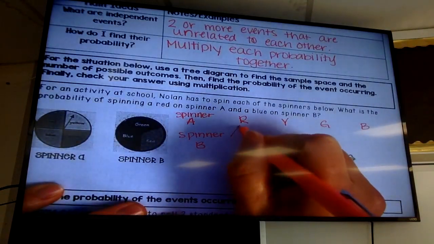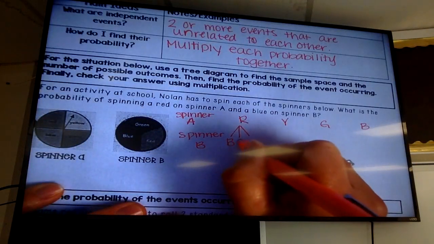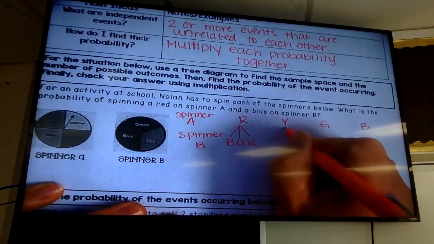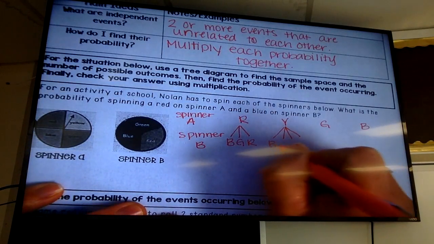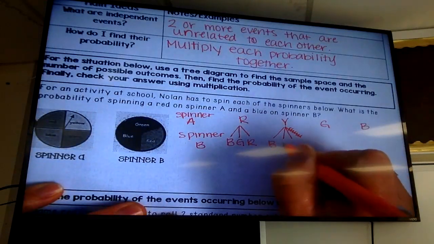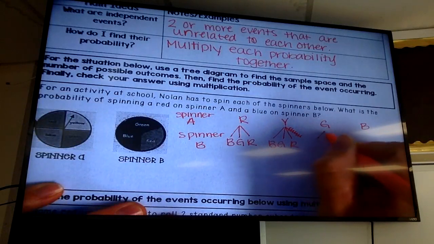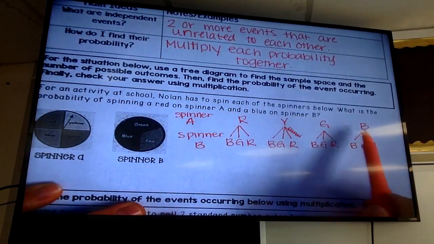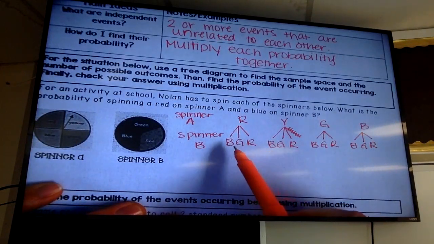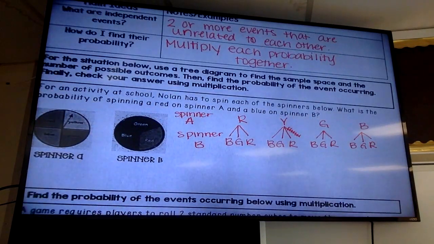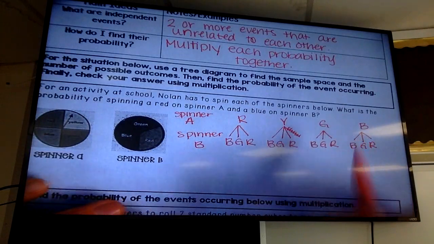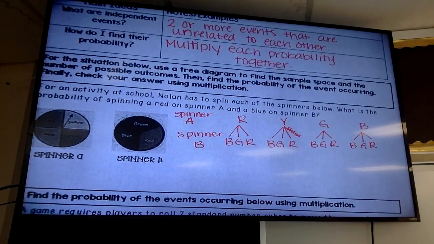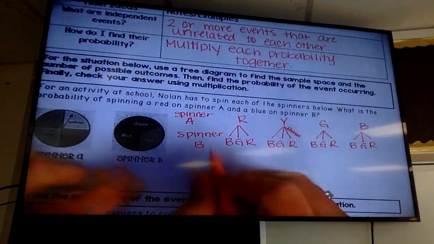So I'm going to make 3 branches coming off each: blue, green, and red. Do it again. Blue, green, and red. Blue, green, and red. Blue, green, and red. So in other words, no matter what I spin up here, down here for the second spin, I can land on blue, green, and red. Remember, this is my tree diagram to help organize my sample space, and my sample space is just a list of all the possible outcomes.